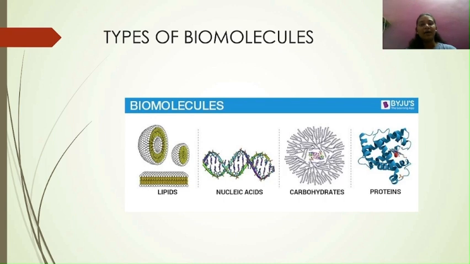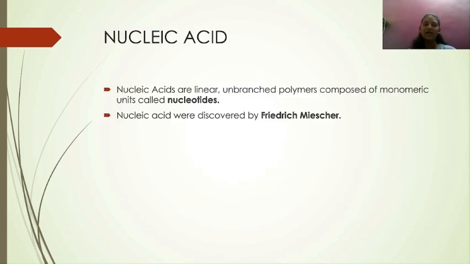reactions. Biomolecules are majorly classified into four forms, namely carbohydrates, lipids, nucleic acids, and proteins. Nucleic acids are linear unbranched polymers composed of monomeric units called nucleotides. Nucleic acid was first discovered by Friedrich Miescher. He also isolated a substance called nuclein from WBCs. Later, that substance was recognized as nucleic acid.